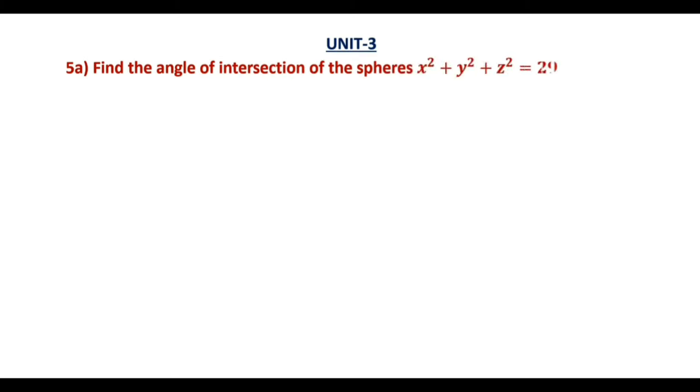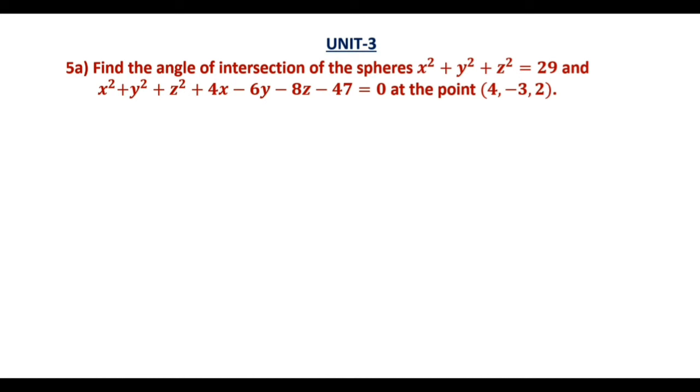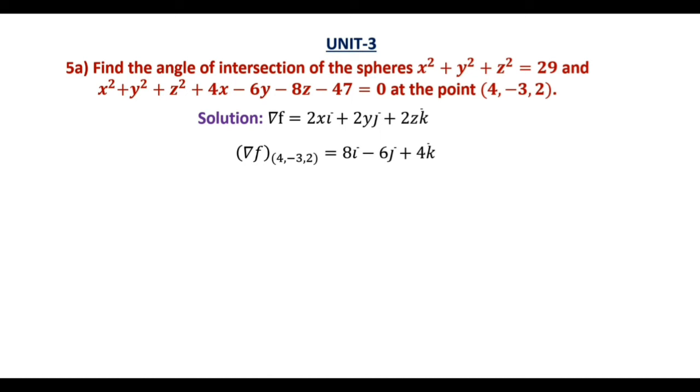Now you can see unit 3. Find the angle of intersection of the spheres at the point 4, minus 3, 2. So first we need to find the gradient of f, that is del f, equal to i bar dou by dou x plus j bar dou by dou y plus k bar dou by dou z. F is x square plus y square plus z square minus 29. We get del f as 2x i bar plus 2y j bar plus 2z k bar. Del f at the point is the required vector.